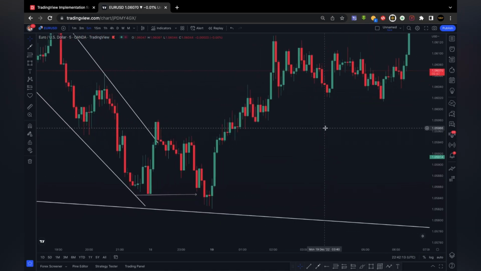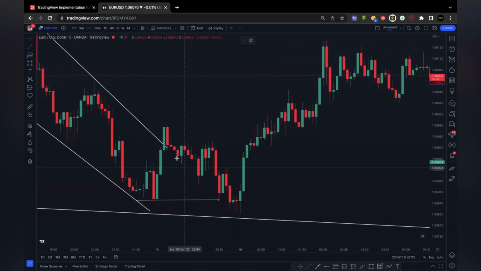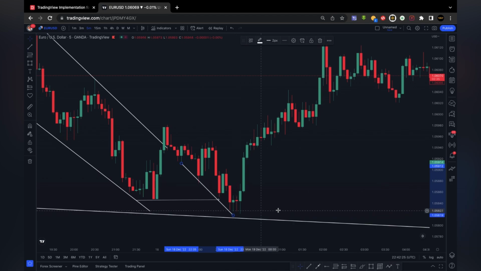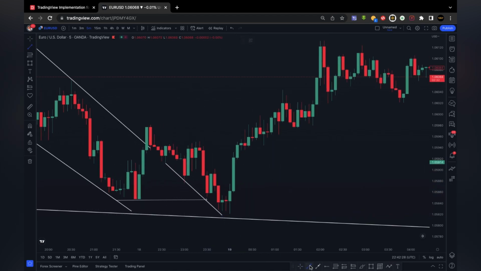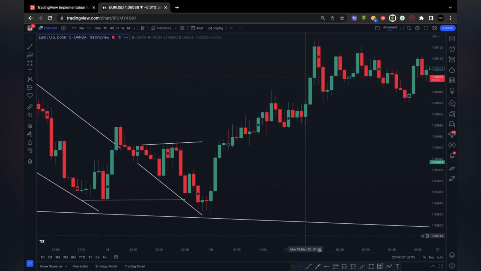Let's see something else. So this is now the 5 minutes of that, and then if you look at this, we have this little impulse here. Then we have 1, 2, and then 3, right? We're having 1, 2, 3 structure here. Then we have another pattern here as well. So this pattern is telling you clearly that yeah, we need to look for buys to bring us up. But you see clearly that there's a lot of manipulations here.